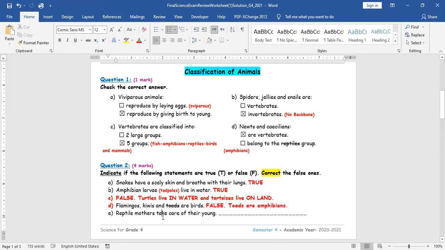Reptile mothers take care of their young. This is not true. Reptiles are oviparous animals. They lay eggs on land and then they leave these eggs till they hatch. They do not care for their young. How can we correct this? You can, for example, say that mammal and bird mothers take care of their young, or you can say that reptile mothers do not care for their babies. So this is also a false statement.